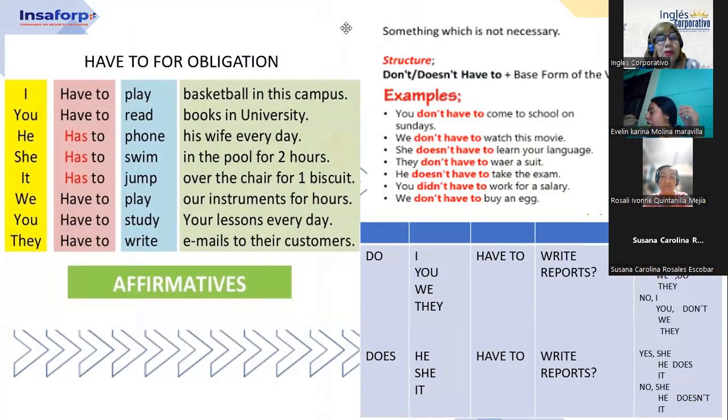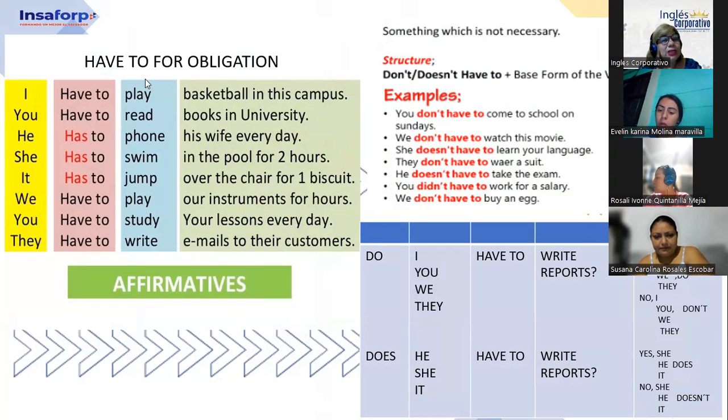Yesterday we studied this. We said that we use have to for obligation, and we don't have any option when it's an obligation, right? And this is the structure, right? You use a subject, have to or has to, infinitive form of the verb and complement. You say, I have to play basketball in this campus. He has to phone his wife every day. And you see, in the third person singular form, you use has to. So you use have to with I, you, we, you, they. And has to with she, he, and it.